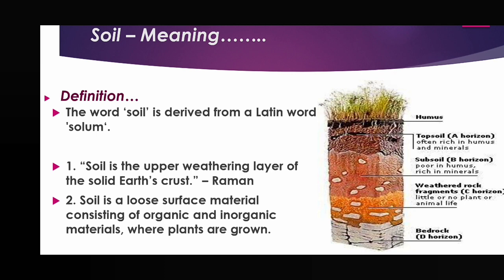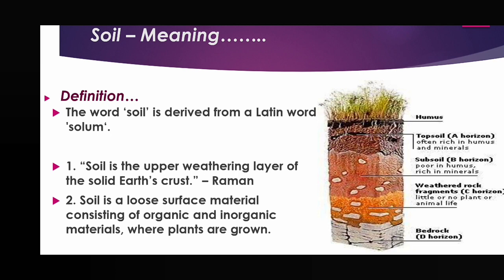So what is the first definition? Soil is the upper weathering layer of the solid earth's crust. I have already given you the hint in an easy way: the solid earth crust, which is also called land, and on this land only the topmost layer is called soil. That is written here in an easy way. That is the meaning. Soil is the upper weathering layer.